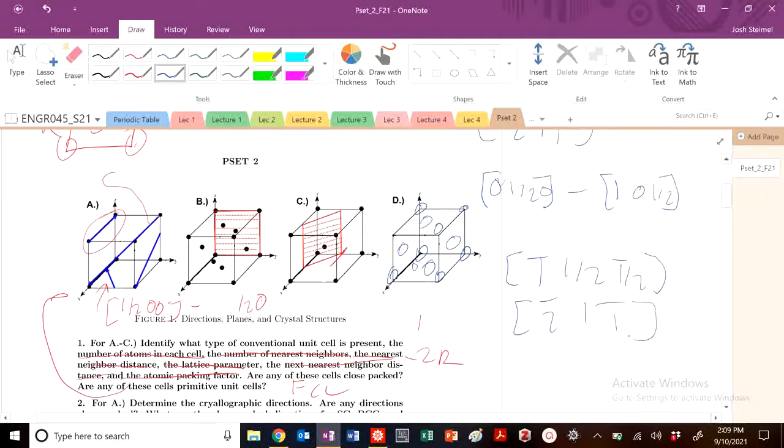So I could do that. My finish is going to be 0 1 half. That's where my arrow finishes, and my start would be 1 0 1 half. So from here to here. Anyways, finish minus start. And that's it.